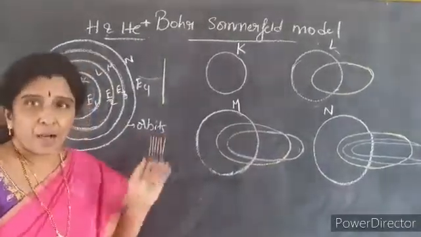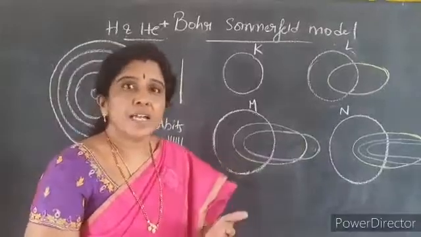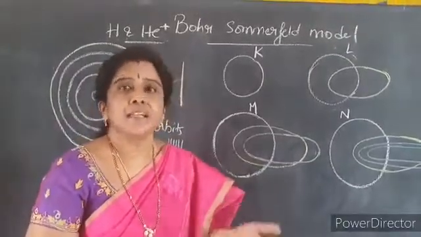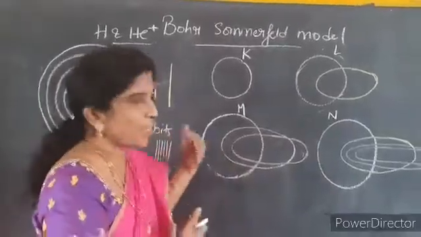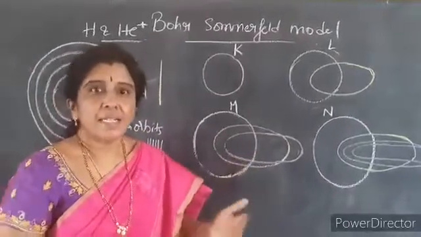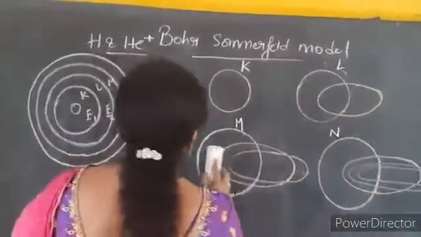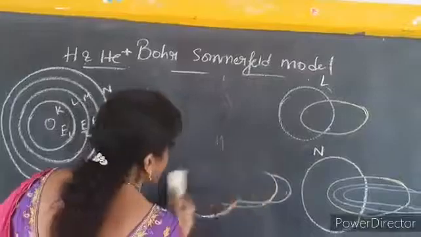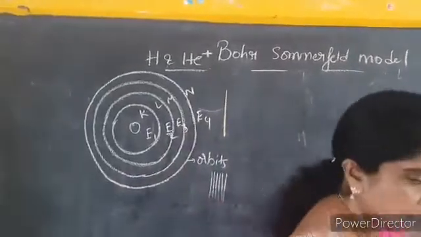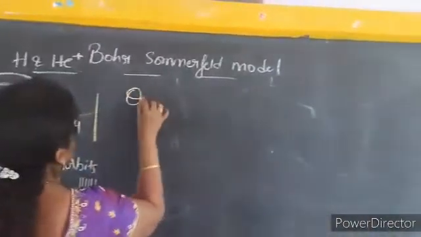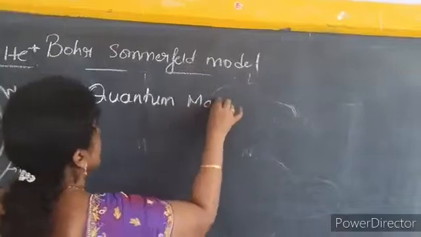So though he could account for the atomic spectra, he could not explain the structure of higher elements having more than one electron. So his structure was not satisfactory. So the next model, now today we will be learning about the quantum mechanical model.